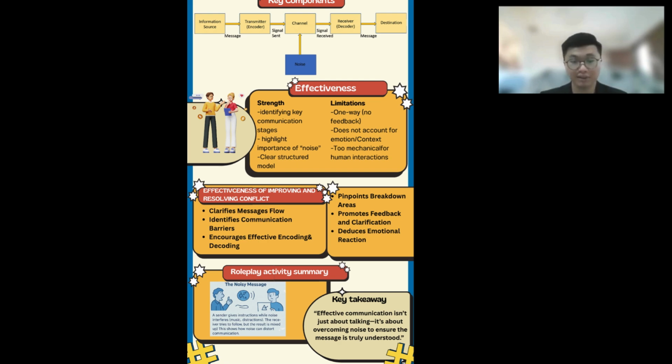So second, promote feedback and clarification. Although the original model is linear, it can include feedback in conflict. Feedback is the key. It encourages both parties to clarify, rephrase, and confirm what they mean, which prevents the argument from escalating and prevents conflict.